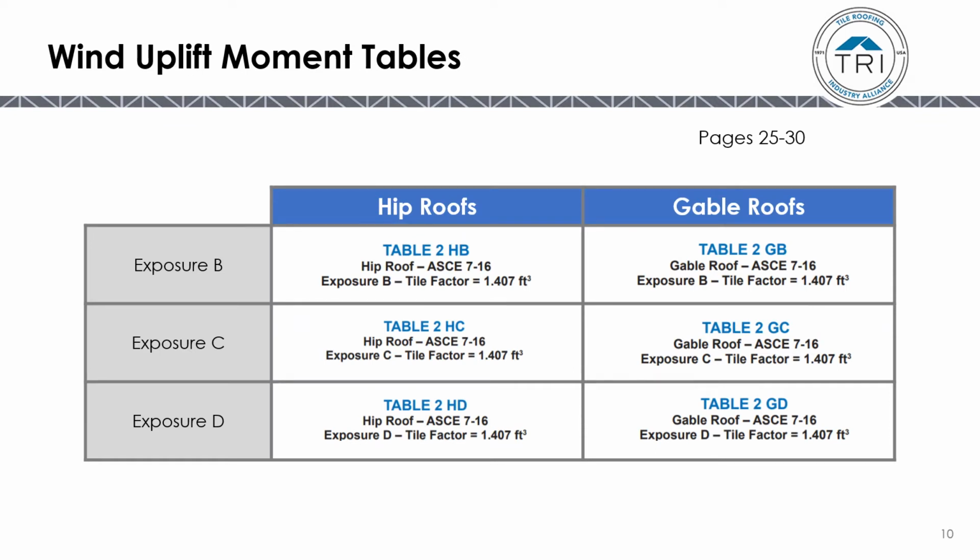There are now 6 wind uplift tables, 3 for hip roofs, 3 for gable roofs. The hip roofs and the gable roofs are broken down by exposure. So exposure B, hip roof, is in table 2HB. Exposure B, gable roof, is in table 2GB. Likewise, in exposure C, in a hip roof, you have table 2HC, and gable roof, you have table 2GC. And it follows in exposure D, table 2HD and table 2GD.